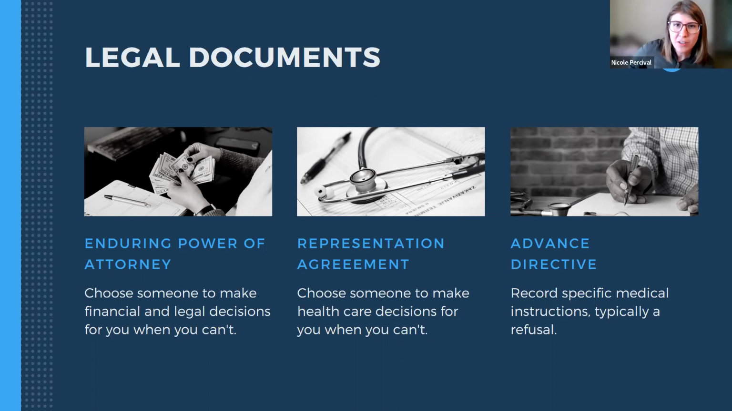Can I just mention, I learned just yesterday that for enduring power of attorney, if there's no property involved, then you do not need to have a lawyer do it. You would do it with two witnesses, just like the rep agreement and the advance directive. But if you do have any property, then you would want to go through a lawyer to do that. Thanks, Nicole. I just learned that right now. Perfect.